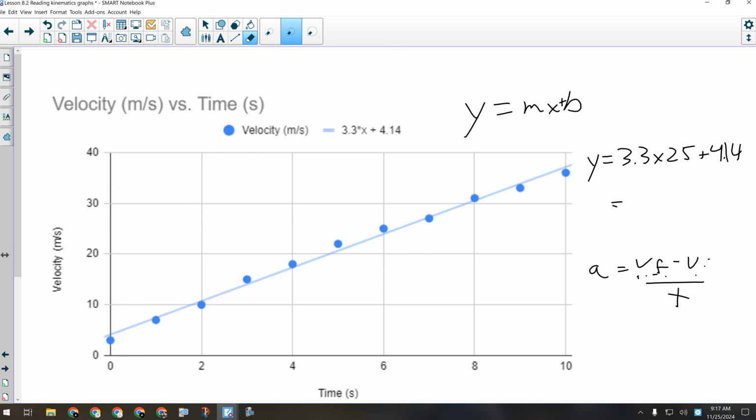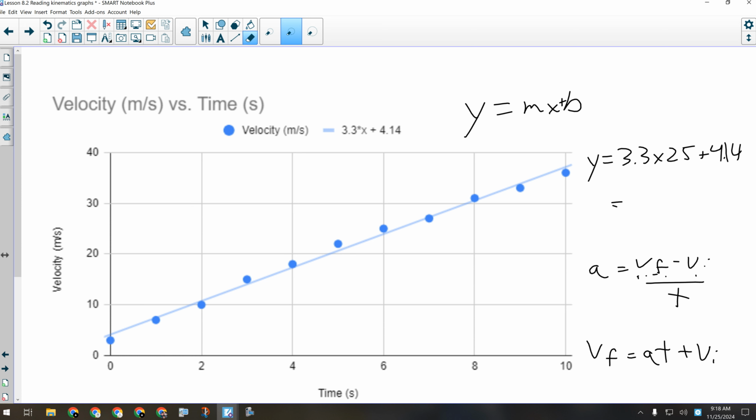When we did that, we took this formula and we manipulated it for what? Final velocity. We know what the initial velocity is. So really what we did is say Vf equals a times t plus vi. We just manipulated that formula, or used y equals mx plus b, to calculate that.